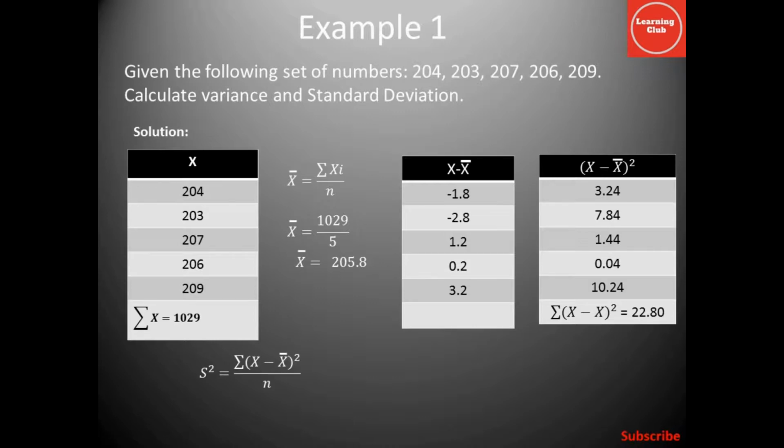The formula of variance is equal to sum of (x minus x bar) square divided by n. Putting the value, we get 22.80 divided by 5, and the answer is 4.56. Remember, this is the answer of variance. When we want to calculate standard deviation, it is equal to under root 4.56, which is equal to 2.13.